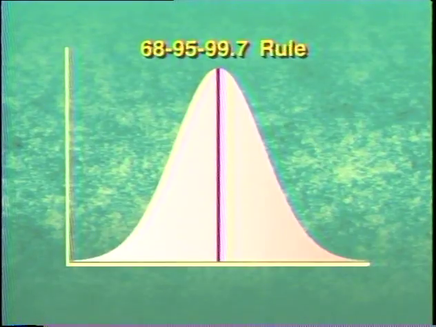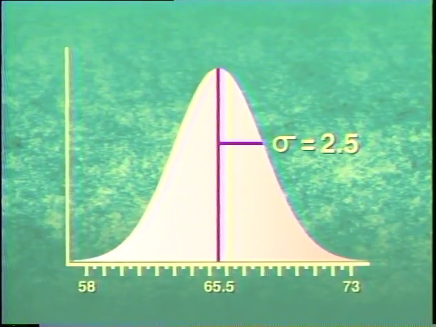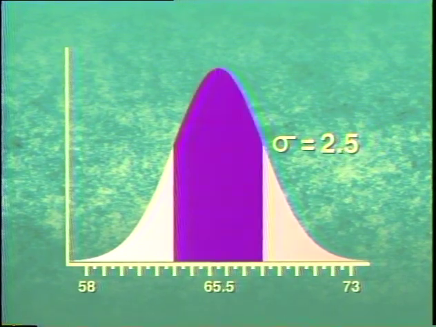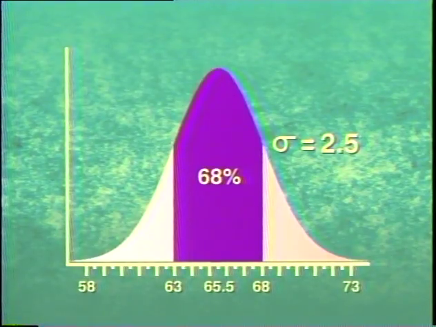This relationship between standard deviation and areas under the normal curve is called the 68, 95, 99.7 rule. Remember those numbers, 68, 95, 99.7. They're a great help in working with normal distributions. Let's use this rule on the curve describing the heights of young women. We said that the mean was 65.5 inches and the standard deviation was 2.5 inches. Now we can immediately tell that about 68% of women are between 63 and 68 inches tall.